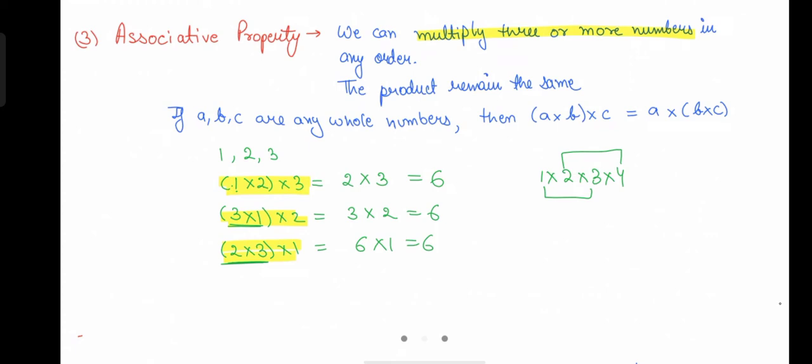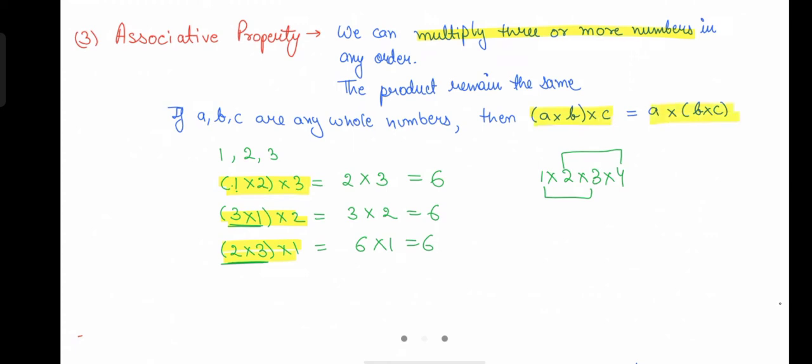We understood the same thing in addition also: what is the associative property? No matter what your order is, you will always get an equal sum. While in this case, the associative property means that no matter what your order is, when you multiply three or more numbers, your answer will always be the same. Now what is this, a multiplied by b multiplied by c? This is just a general expression to show you that if you have three whole numbers and you are going to multiply them in a different order.